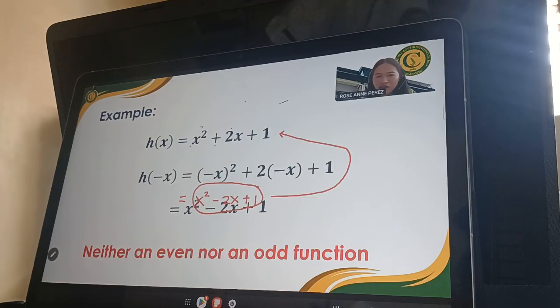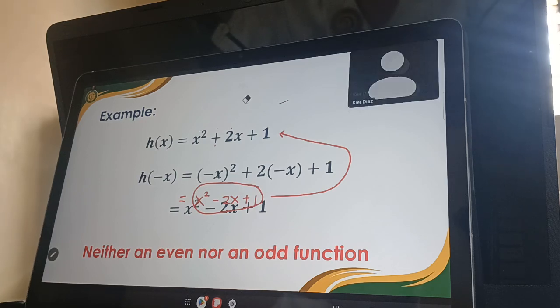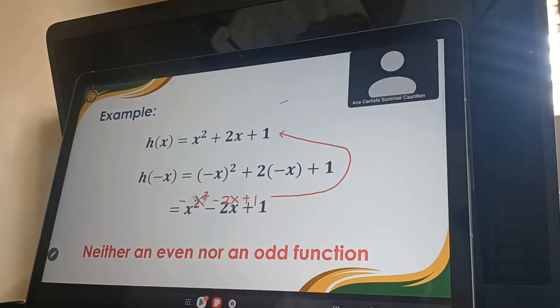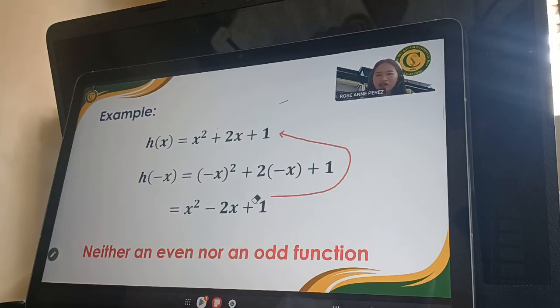Yes, Kier. Nag-annotate si Kier. Okay, there are questions, Kier? None, miss. And so far, how about the others? The questions? None, miss. None so far. No questions at all.